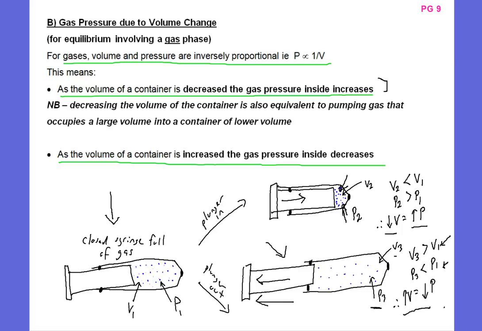And that's what these two key things are here. We've got the fact that pressure is proportional to 1 on volume. What that means is if you decrease the volume of a container, the gas pressure inside increases. If you increase the volume of a container, the gas pressure inside decreases.